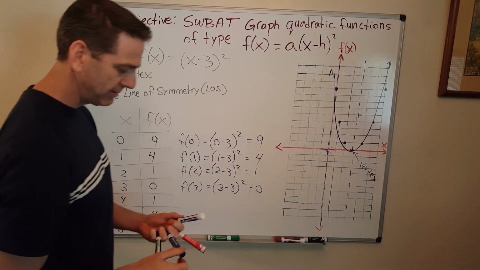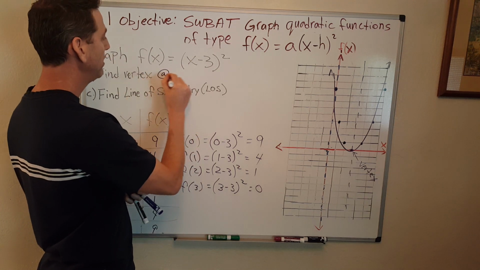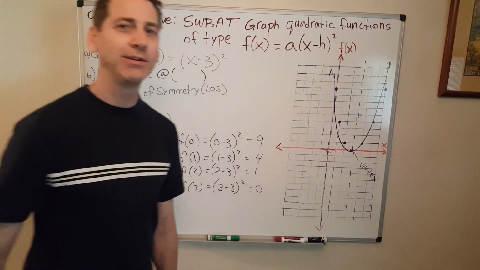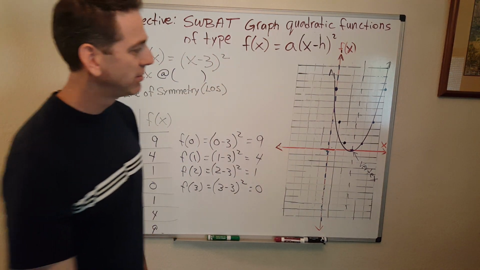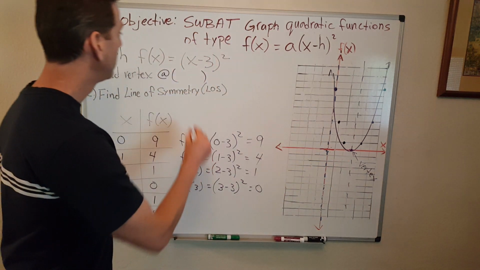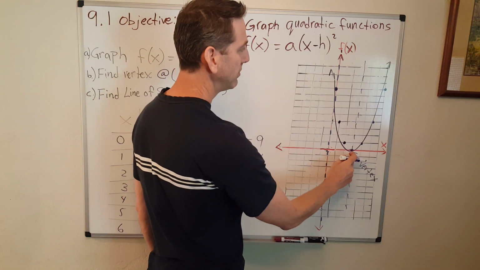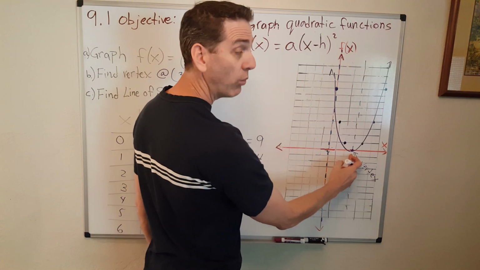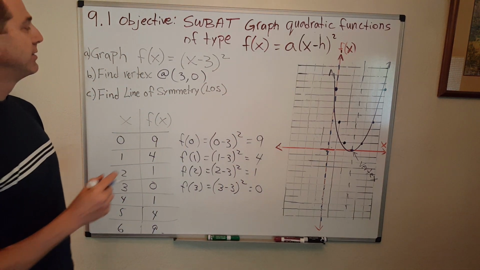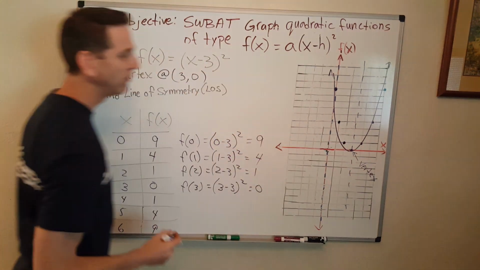My vertex is at, well, what's that ordered pair right there? Can you name that ordered pair? Well, x equals 1, 2, 3. And what's my f of x value there? My y value is 0. All right? So your vertex is going to be an ordered pair. In this case, it's at 3, 0.